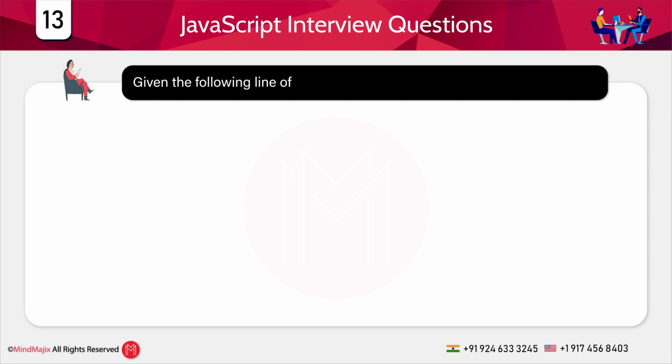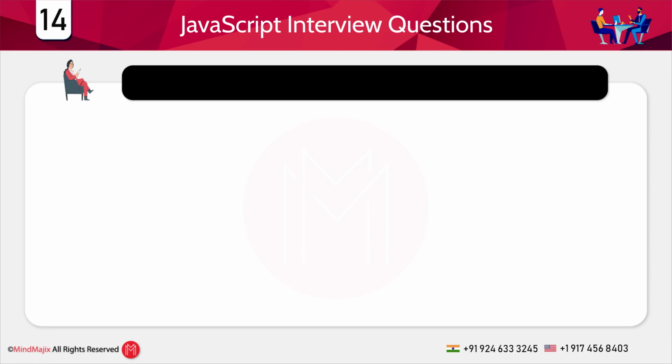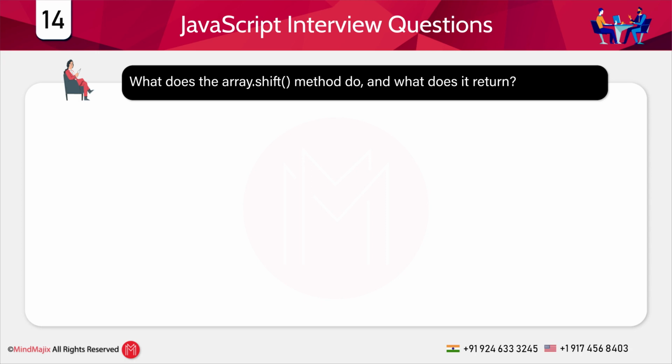Given the following line of code, what is the length of the array foo, where foo equals empty? No element is there, so its length is 0. What does the array shift method do and what does it return? The array.shift method removes the first element from the array and it returns that element. When the array elements get shifted, the first element gets removed from the array and it is returned.